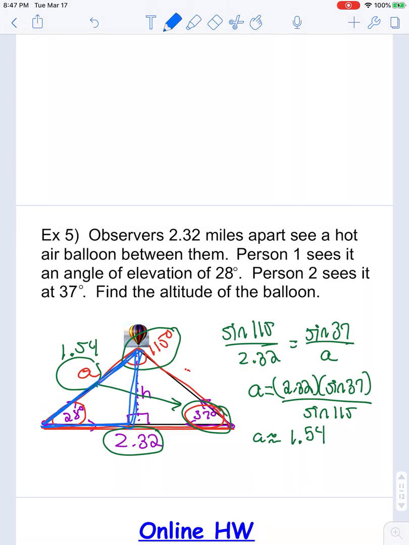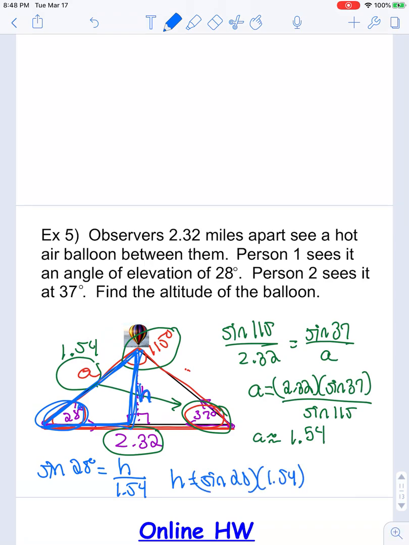So if I come back here, 1.54, now I can use my right triangle. Again, I'm going to highlight, here's that right triangle here. And this time I want to find H. So if I go back to this angle, the sine of 28 degrees is the opposite, my H, over the hypotenuse, the side I just found. And H is going to be the sine of 28 times the 1.54. Looks like my H is about 0.72.